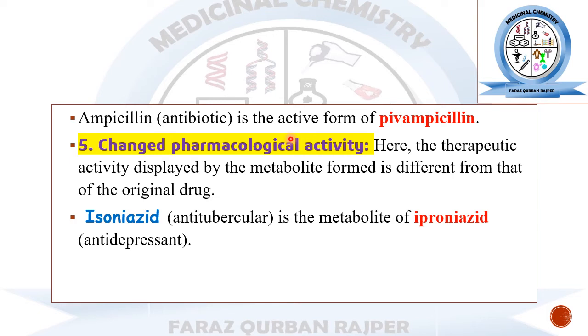The next consequence can be a change in pharmacological activity. In this condition, after the metabolism, the metabolite has a completely different pharmacological activity than the original drug. For example, isoniazid, one of the anti-TB drugs, is converted into one of the metabolites, iproniazid. Iproniazid, on the other hand, has antidepressant pharmacological activity that is totally different from the anti-TB, that is, antimicrobial activity.